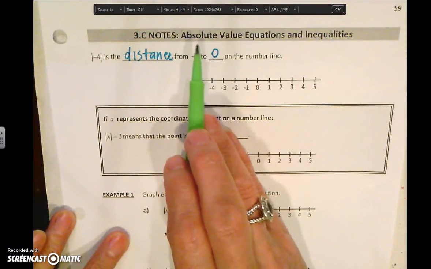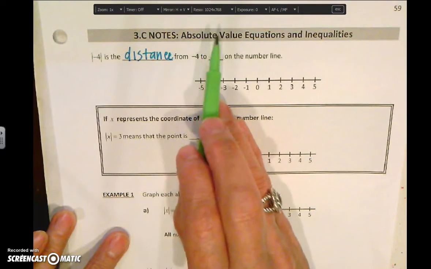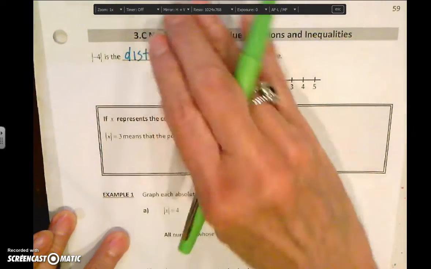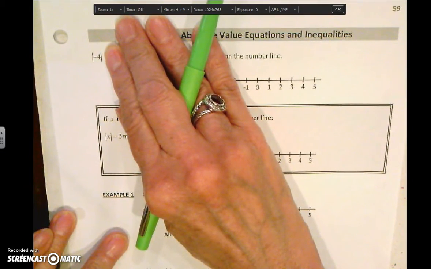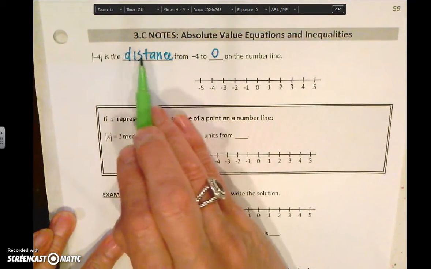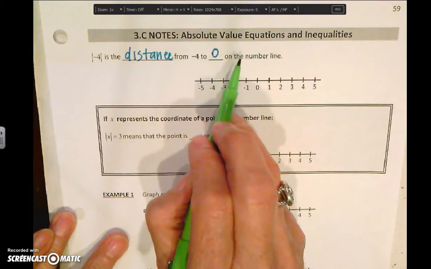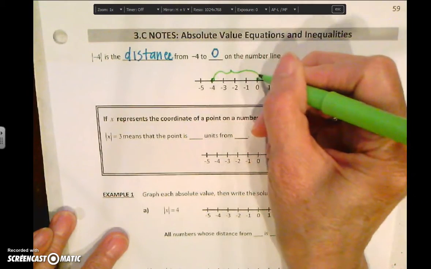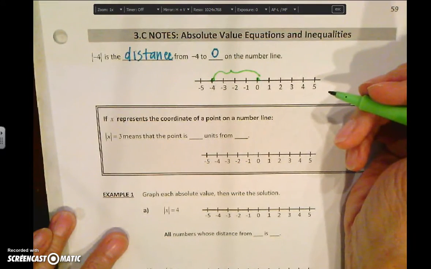Today we're going to be solving equations that have absolute values in them, so solving for x. In order to do that, it really helps to understand what an absolute value is. You all know that if you see the absolute value of -4, the answer is 4. But why? The absolute value is the distance from whatever's inside, -4, to 0 on the number line. So here's my -4, here's my 0, and if I count how far it is, 1, 2, 3, 4, I get 4, and 4 is always positive.